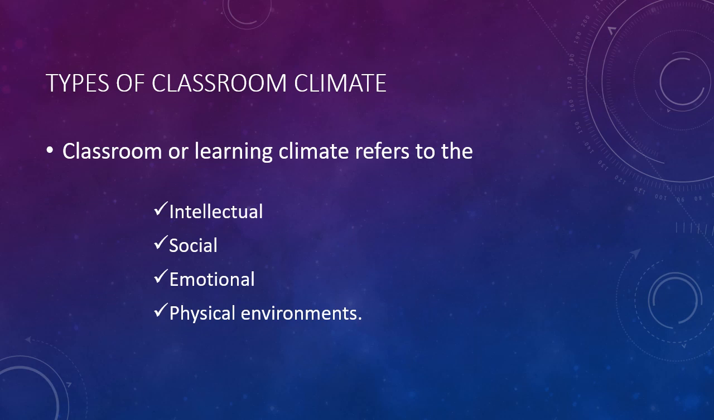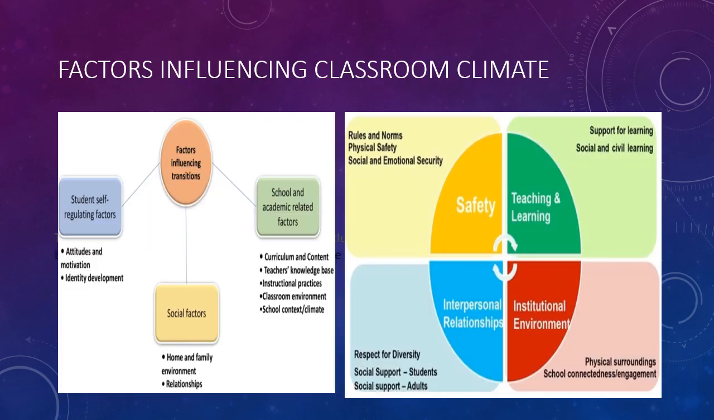Types of classroom climate. Classroom or learning climate refers to the intellectual, social, emotional, and physical environments. Factors influencing classroom climate: the pictures clearly show how the classroom climate is shaped by safety, teaching-learning, interpersonal relationships, and institutional environment.